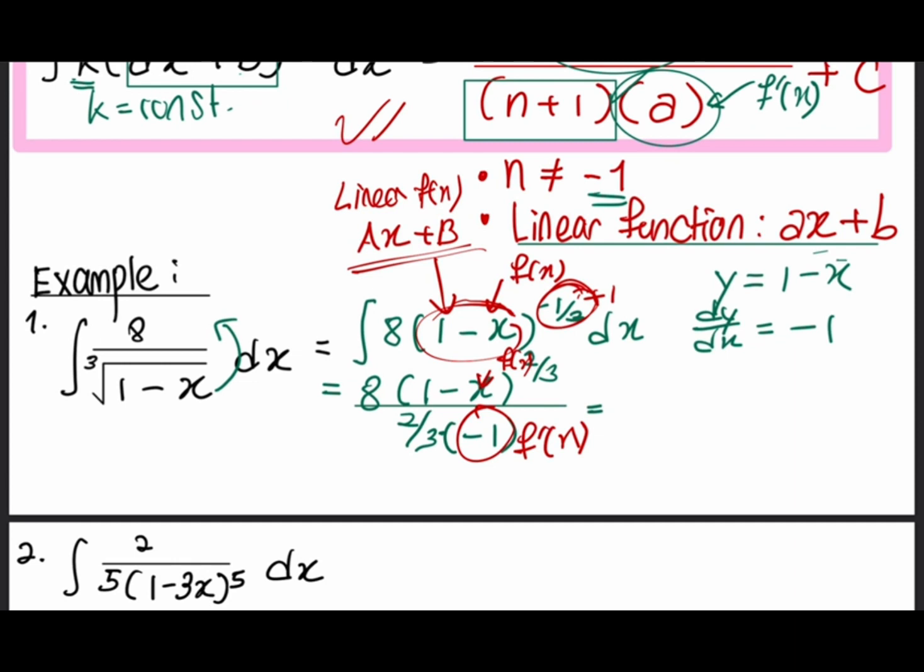So you will get the answer, and you do it, you will get negative 12. You put outward and you simplify it: negative 12, 1 minus x to the power of 2 over 3, plus c. Since it's an indefinite integral, so plus c. Okay. So that's how you get the answer.